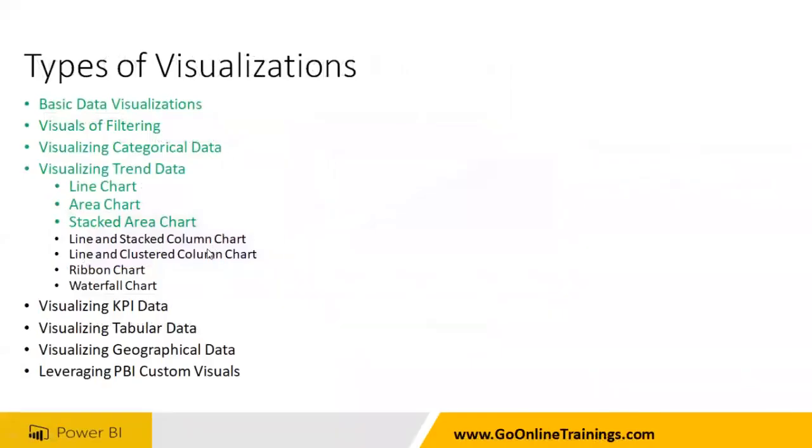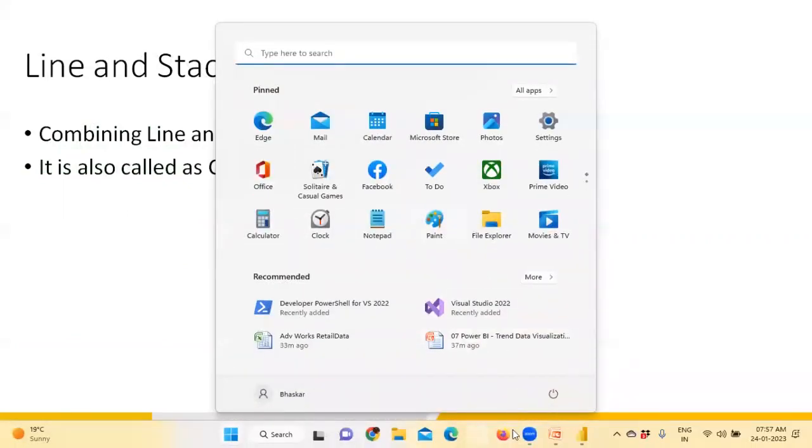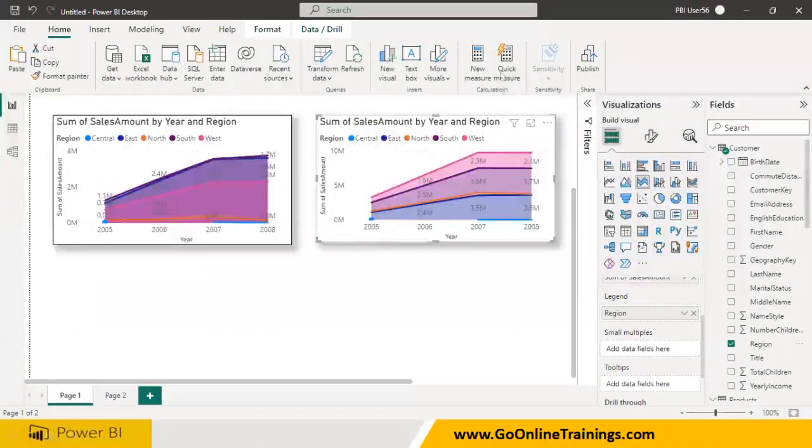Line and stacked column chart. These are called combo charts, combination charts, or combining a line and stacked column. What is the line? You know, right? So instead of creating two charts, this is one chart and this is one chart, right? So these two you are combining here, or this one and this one you're combining here.